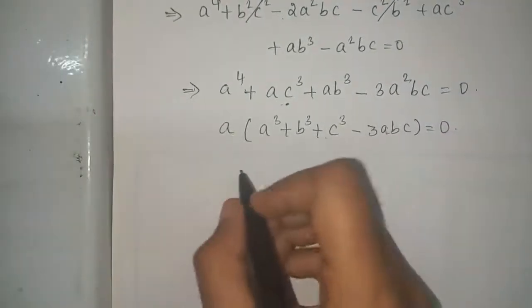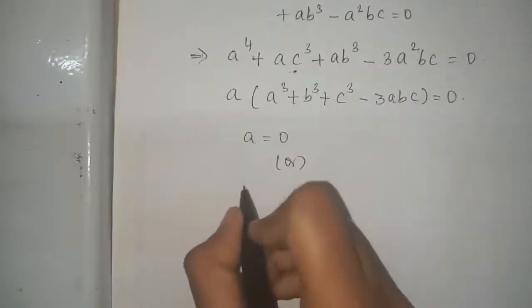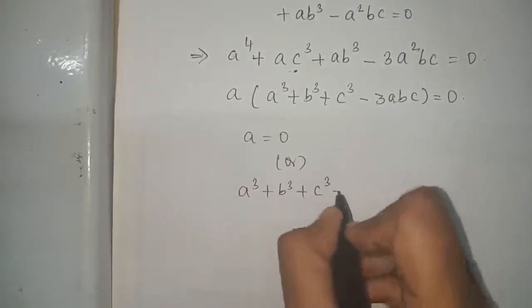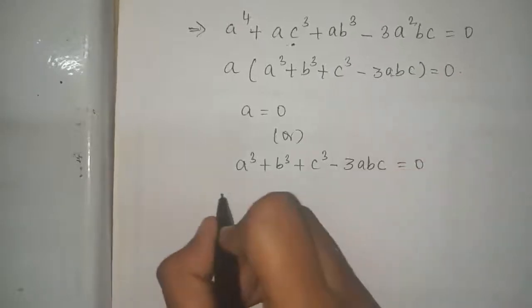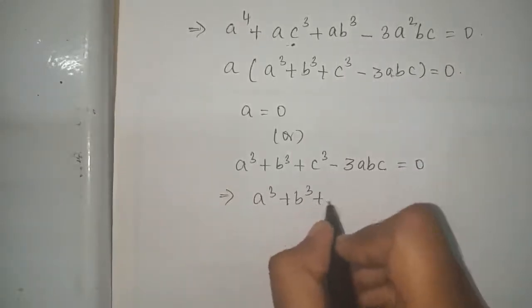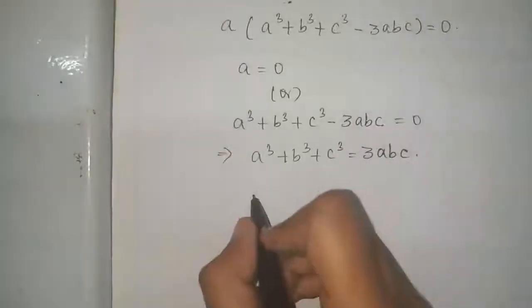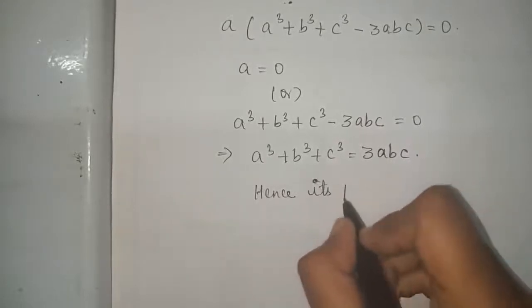So from this, a is equal to 0 or a cube plus b cube plus c cube minus 3abc is equal to 0, which implies a cube plus b cube plus c cube is equal to 3abc. So hence it's proved.